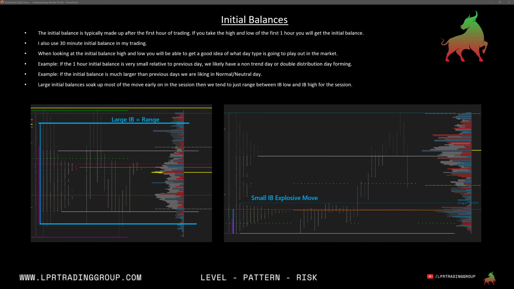Large initial balances soak up most of the move earlier on in the session. Then we tend to just range between IB low and IB high for the session. So we've made the move off the open in the first 2 or 3 periods. We have initial balance high, initial balance low, and the market fails to accept price outside of the high or low of that range.